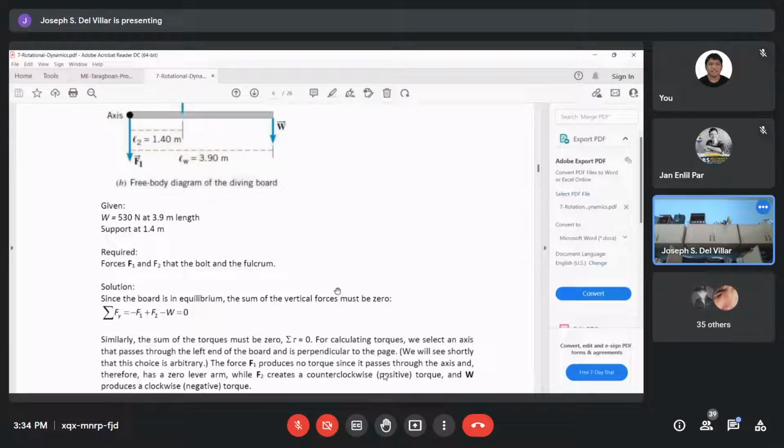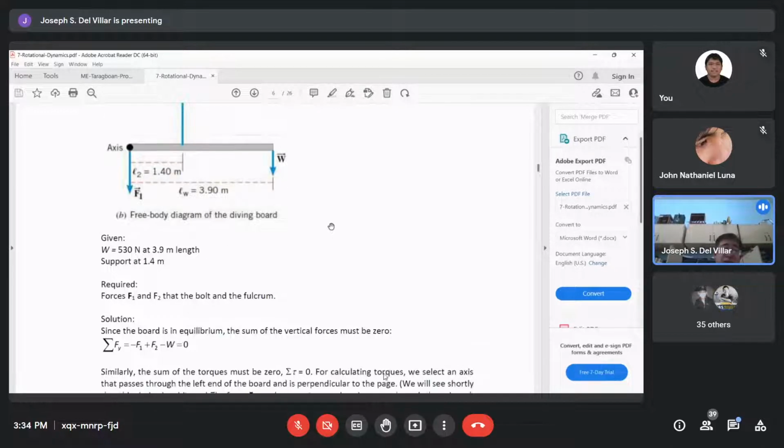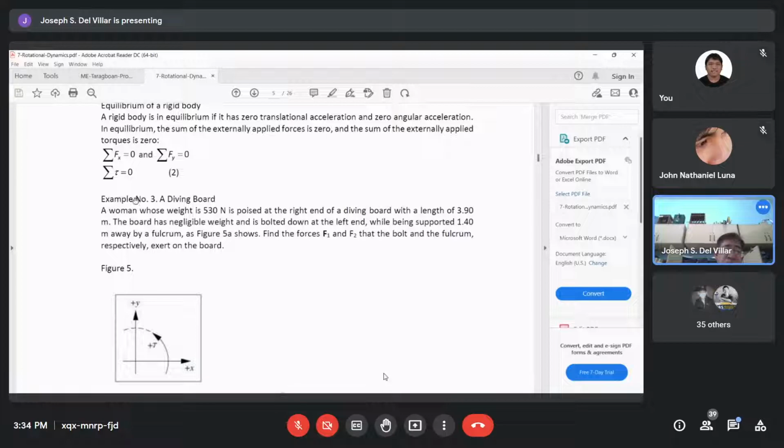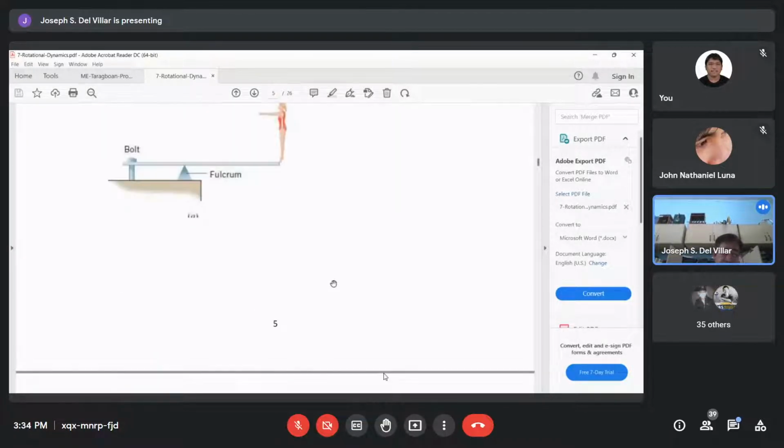From the torque, sir. Yes, from the torque. We cannot sum up horizontal forces because we don't see any horizontal forces, right? So we are left with no other choice but to sum up the torques. Because that is also one of the equilibrium conditions. The summation of all torques must be 0.